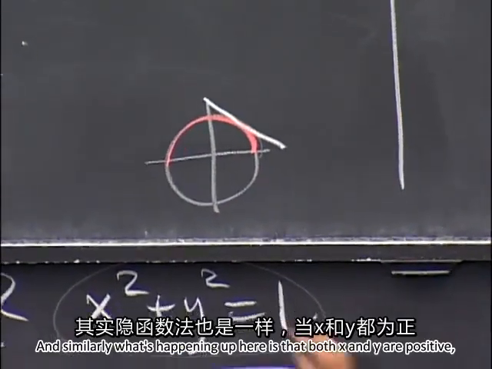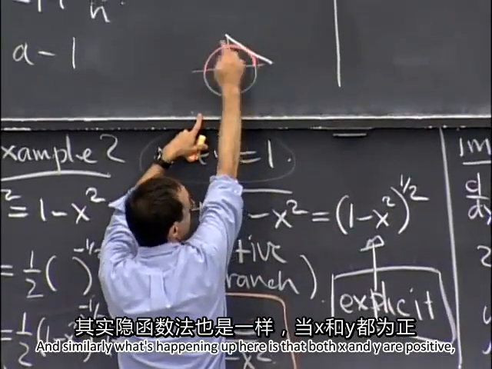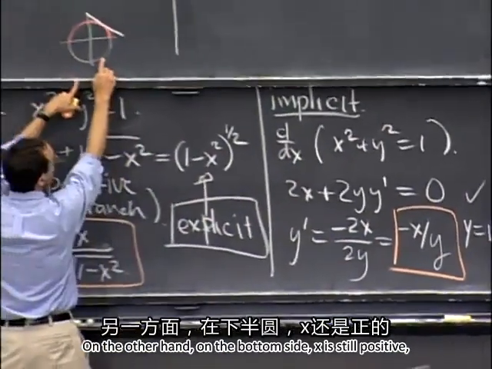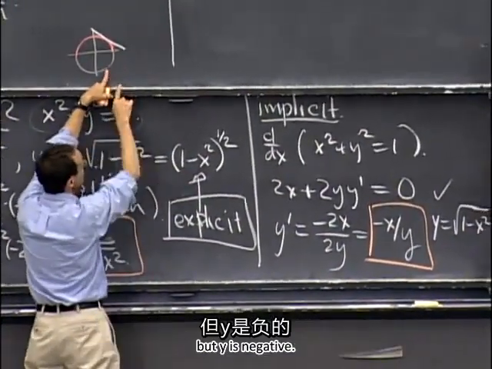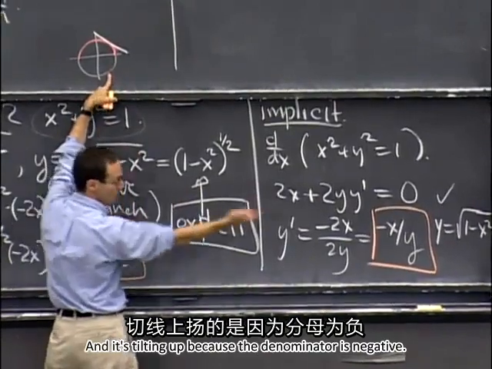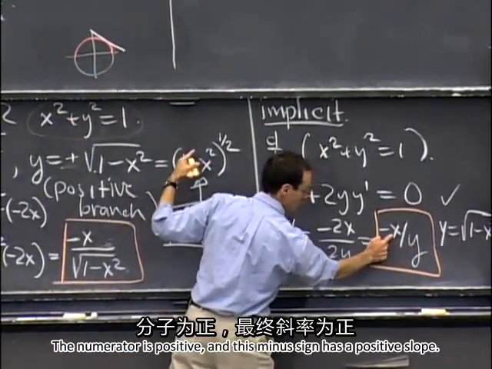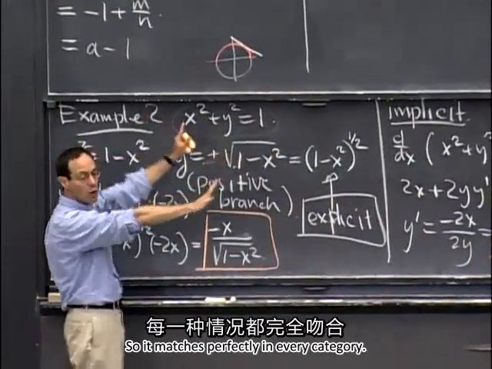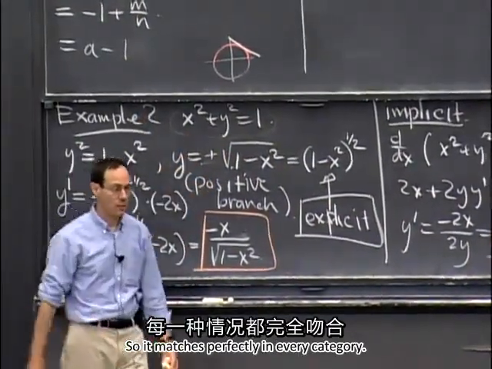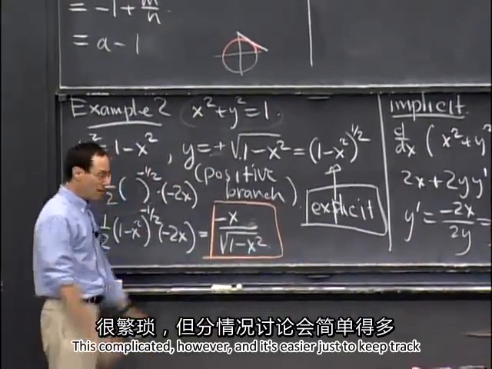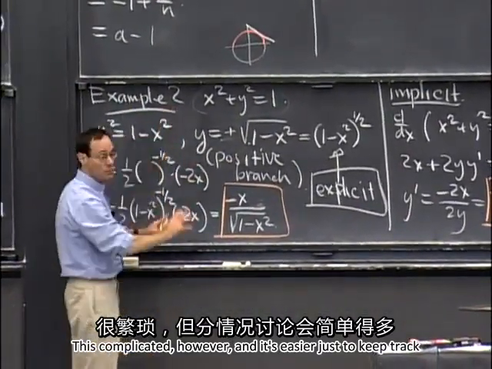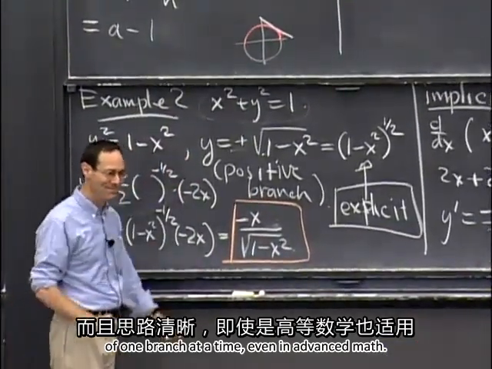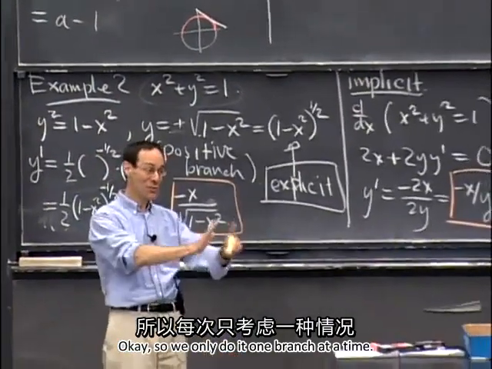And similarly, what's happening up here is that both x and y are positive, and the slope is negative. On the other hand, on the bottom side, x is still positive, but y is negative, and it's tilting up because the denominator is negative, the numerator is positive, and this minus sign makes it a positive slope. So it matches perfectly in every category. This is complicated, however, and it's easier just to keep track of one branch at a time, even in advanced math. So we only do it one branch at a time.